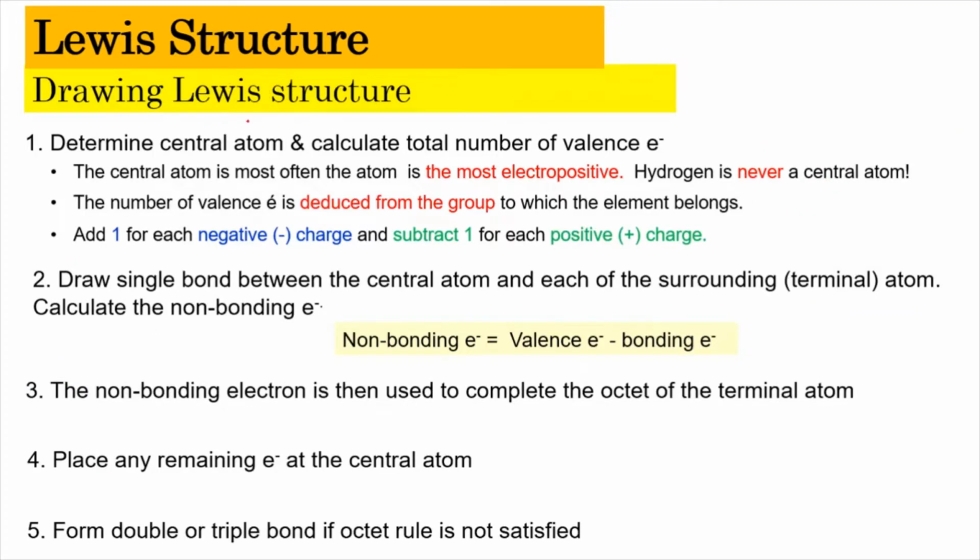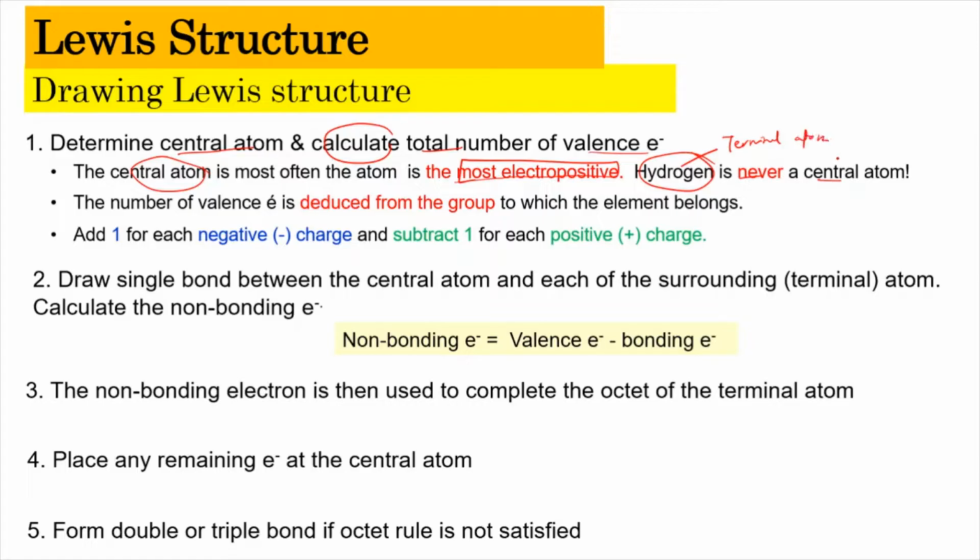So, drawing of the Lewis structure. For the drawing of Lewis structure, we're going to have 5 important steps here. For step number 1, we need to determine the central atom and calculate the total number of valence electrons. For the central atom, most often the more electropositive one is going to be the central atom. Meanwhile, hydrogen will never be a central atom. It will always be the terminal atom.